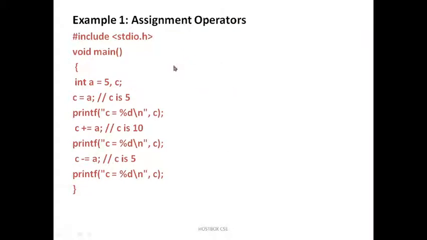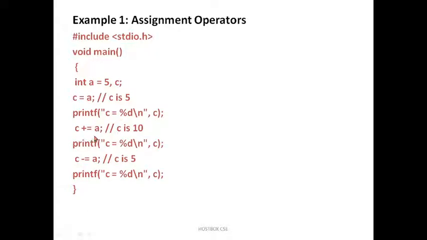First program, a simple program. You can name it a.c or b.c, whatever you like. I am going to write a simple program using the assignment operator. I am writing void main, then int a is equal to 5, the declaration. Then I assign c is equal to a. That means the c value is also automatically 5 here. And printf c is equal to %d slash n, comma c. That means it will print the c value, because the c value here is 5.